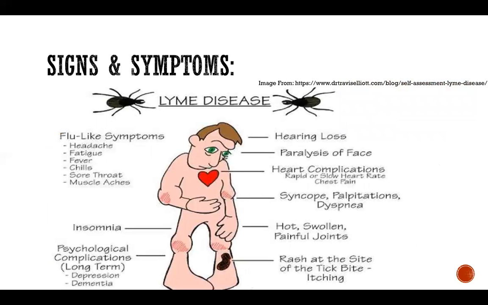So here we see a depiction of the signs and symptoms. We have flu-like symptoms, insomnia, psychological complications like depression, dementia. We have hearing loss, paralysis of the face, heart complications with rapid or slow heartbeats, syncope, which is fainting, hot and swollen painful joints, rashes at the site of the tick bite, or we can have multiple rashes, depending on the disease state.